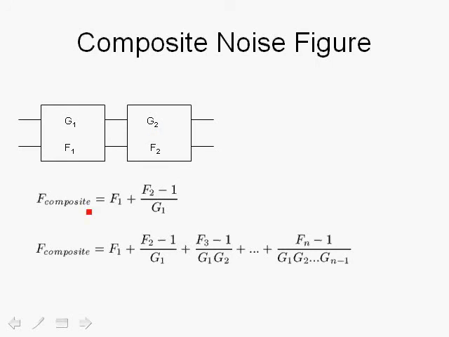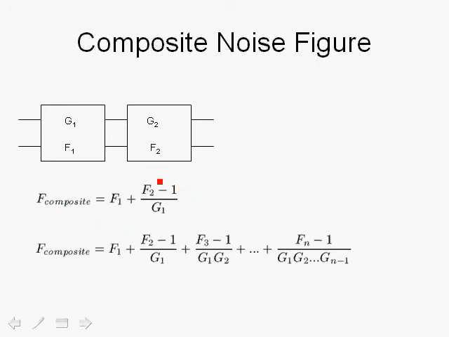We can derive the expression for the composite noise figure, and we obtain the expression that it's equal to F1, the noise figure of the first stage, plus the ratio of F2 minus 1, the noise figure in the second stage minus 1, divided by the gain in the first stage. And this is a very important relationship.